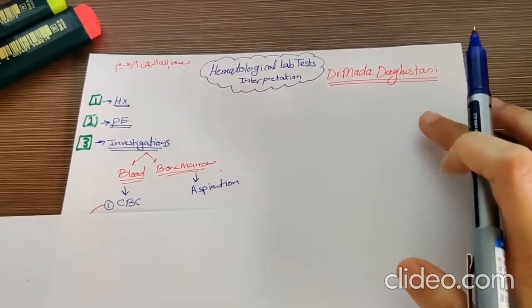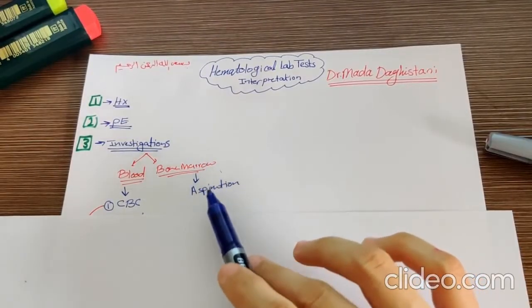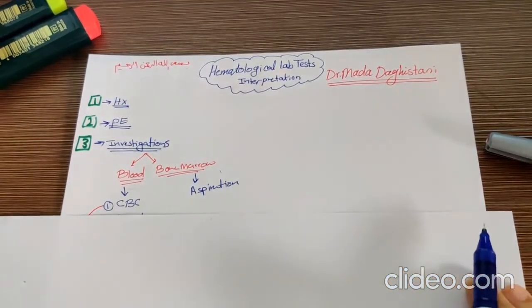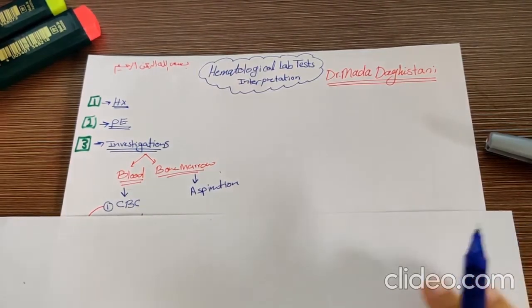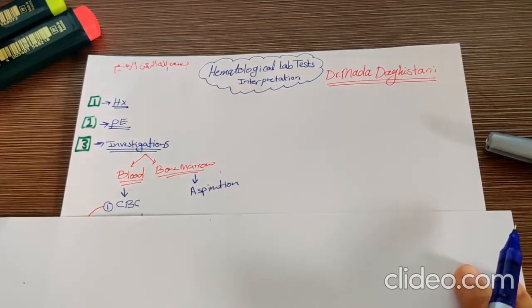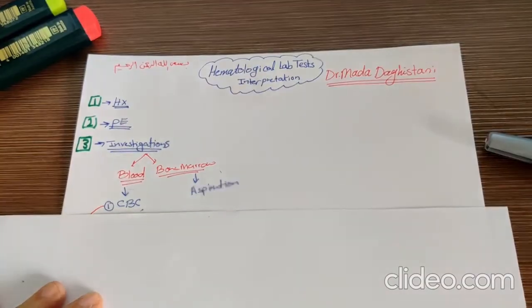Okay, the other tests are for the bone marrow, and it is a bone marrow aspiration. What you will do is aspirate fluid of the bone marrow from the posterior iliac crest or from the sternum, and then you will do some tests. These tests include cellular morphology, flow cytometry, cytogenetics, molecular studies, and so on. Okay? Now I will start to explain about the CBC.